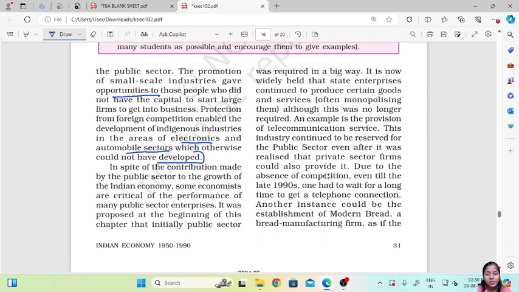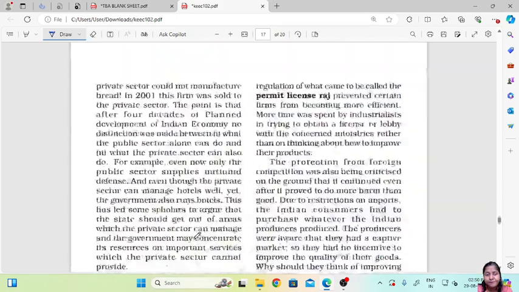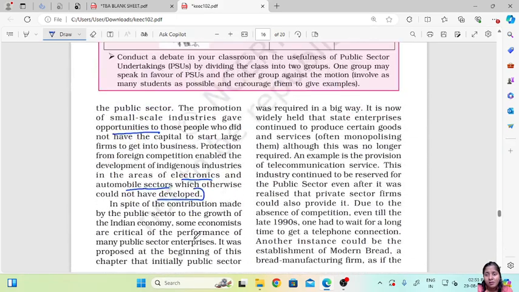So in spite of the contribution made by the public sector to the growth of the Indian economy, some economists are critical of the performance of many public sector enterprises. And it was proposed at the beginning of this chapter that initially the public sector was required in a big way. Now it is widely felt that the state enterprises continue to produce certain goods and services.